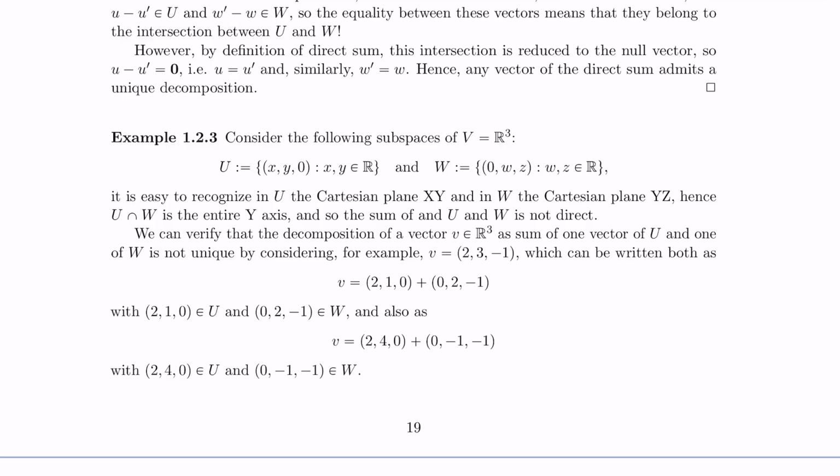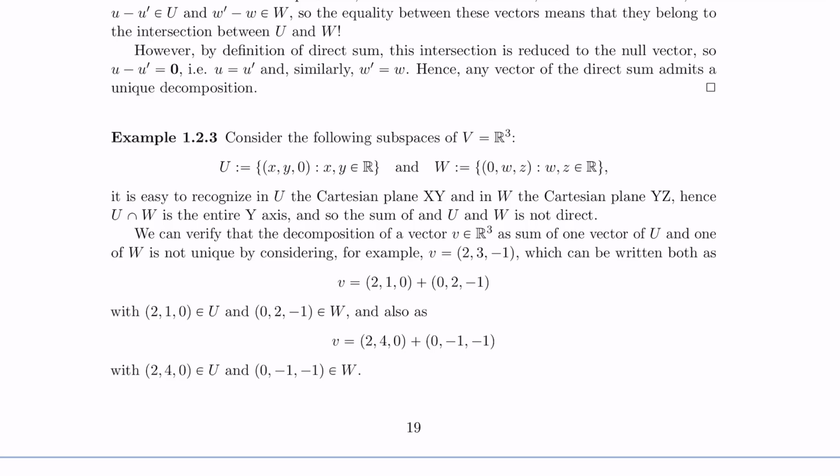Since the intersection of U and W is not trivial, their sum is not direct, and so we expect that if we take any vector v belonging to R3, for example this one here, then there are multiple choices for the decomposition of this vector as sum of one vector belonging to U and another belonging to W.